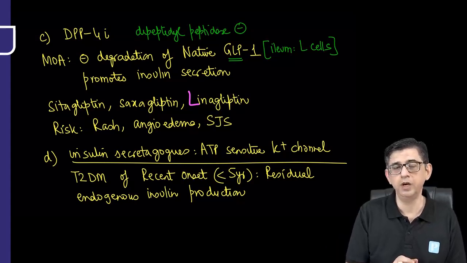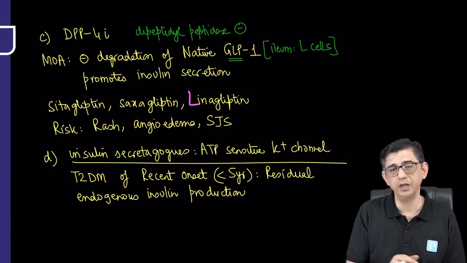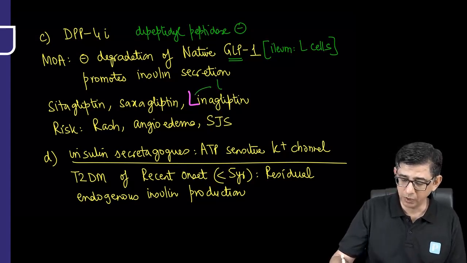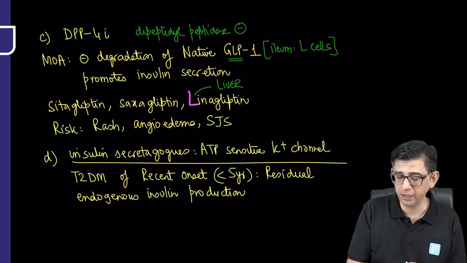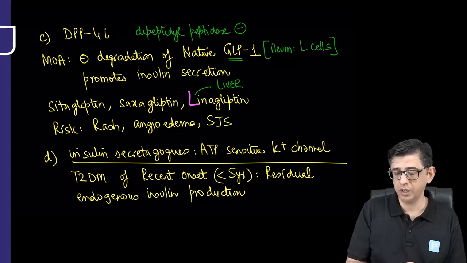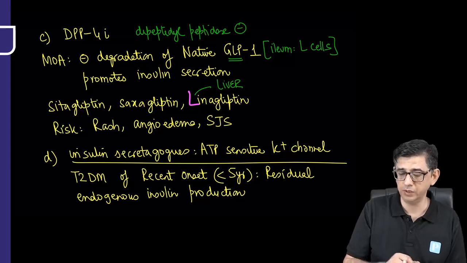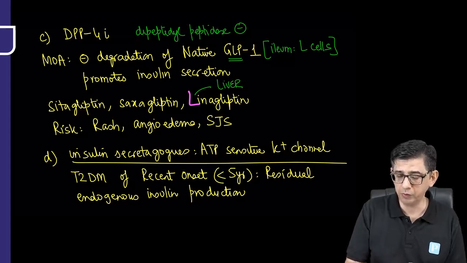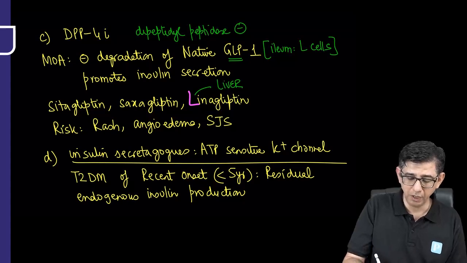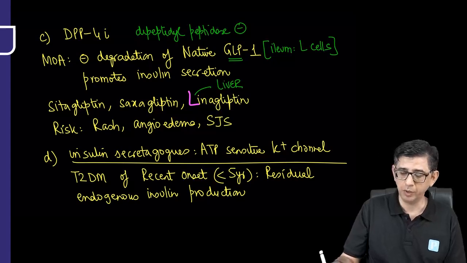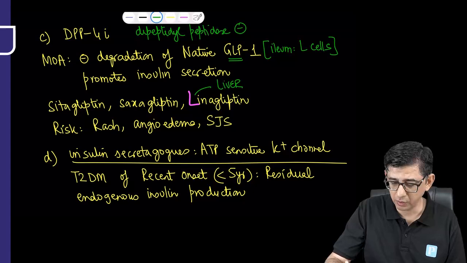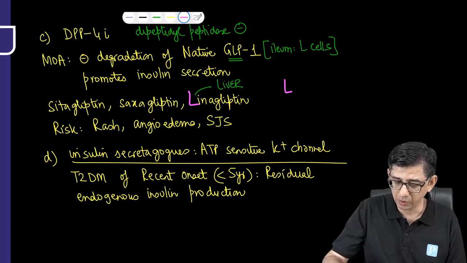And the drugs available are sitagliptin, saxagliptin, linagliptin. Linagliptin is the one which is metabolized by the liver, whereas the first two are metabolized by the kidney. So this is itself a question: which DPP-4 inhibitor can be given safely in patients with kidney failure? The DPP-4 inhibitor that can be given safely in patients with kidney failure would be linagliptin. In fact, from the pharmacology perspective, the drugs which are going to be safe from the perspective of liver failure in a patient would be like this.